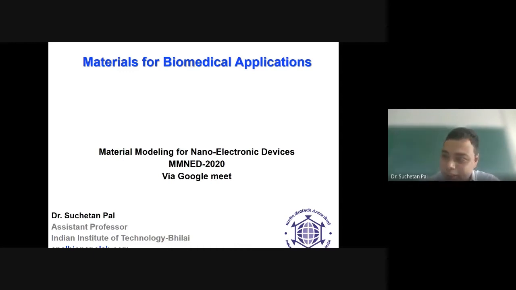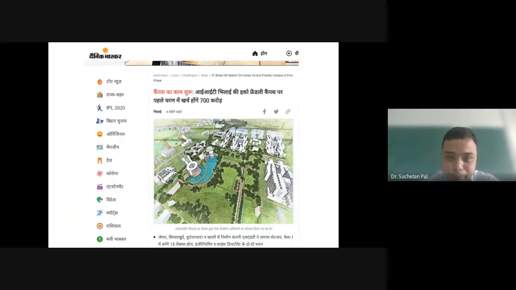So, as I understand, this conference is about materials modeling and mostly physical aspects of materials, for example, theoretical aspects, as well as, as the previous speaker said, some experimental aspects of material. So I'm trying to give you a brief introduction and outlook of materials for biomedical applications and what we are trying to do in our lab at IIT Bhilai.